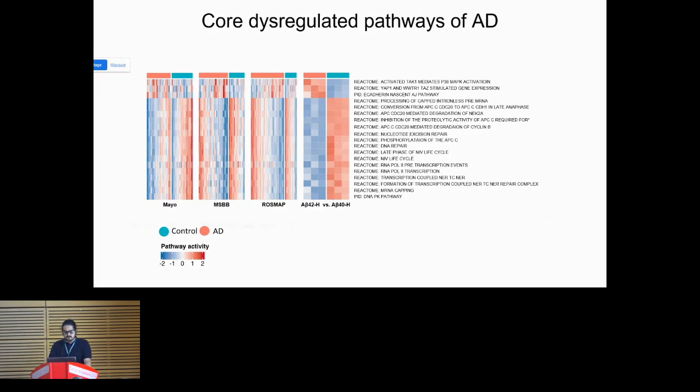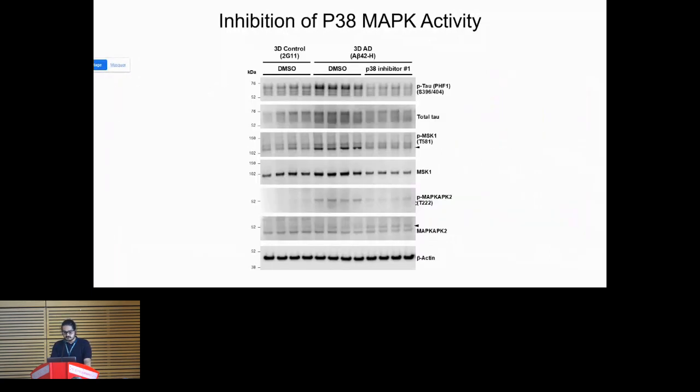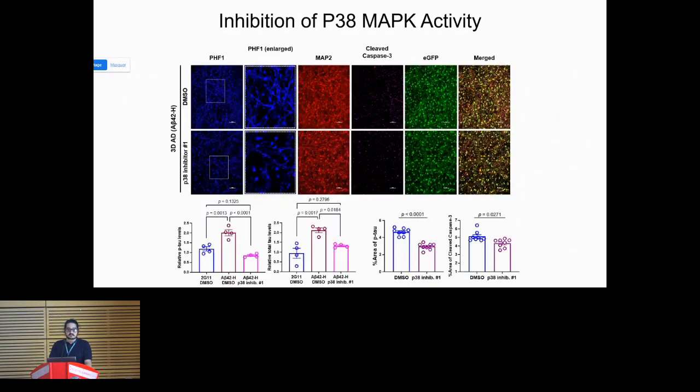In the amyloid beta 42 high cell line, we first confirmed that the activity of P38 MAPK is increased. Then we performed inhibition of P38 MAPK activity using appropriate inhibitors, and we saw an immediate reduction of phosphorylated tau pathology, as well as significant reduction of cell death marked by cleaved caspase 3.